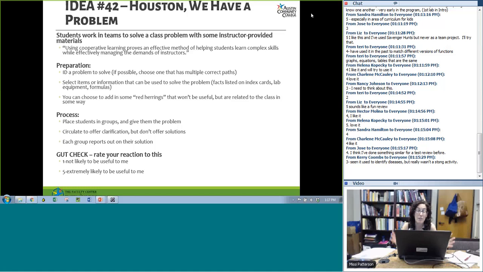Maybe they're going to solve problems you never even thought about. And at the end, you give each group time to report out their solution. You can even give groups the chance to say, oh, I love that, or I wish we'd thought of that, or wow, that was really unique. So you give them some time to really interact and think about the qualities of each solution.